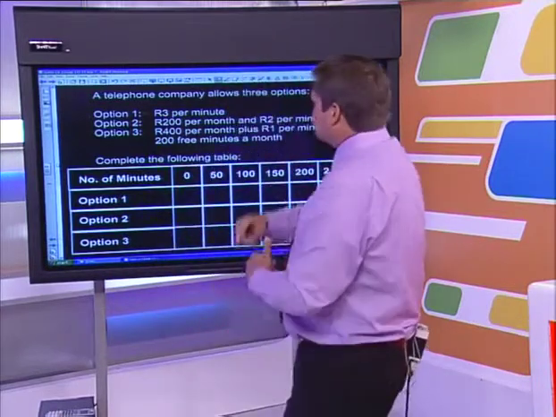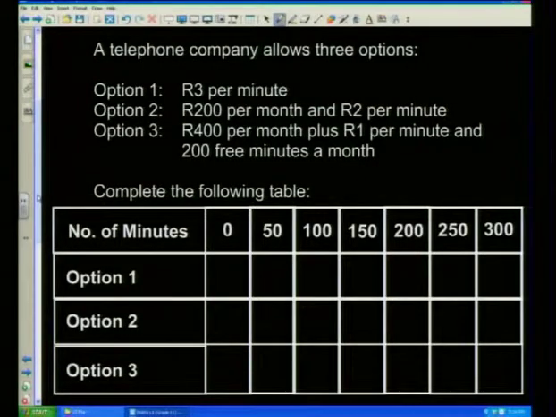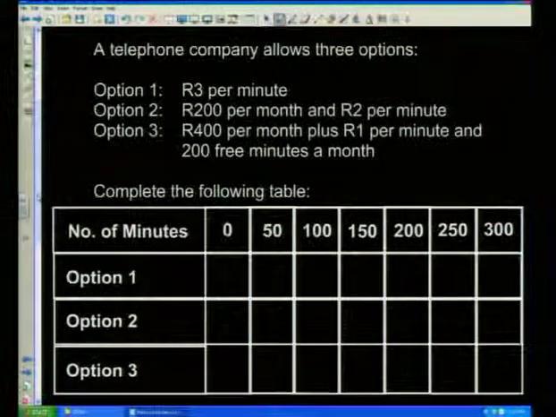Okay. Now, time to move on. A telephone company allows 3 options. Option number 1, 3 Rand per minute. Option number 2, 200 Rand per month and 2 Rand per minute. And option number 3, 400 Rand per month plus 1 Rand per minute, but you also get 200 free minutes every single month.